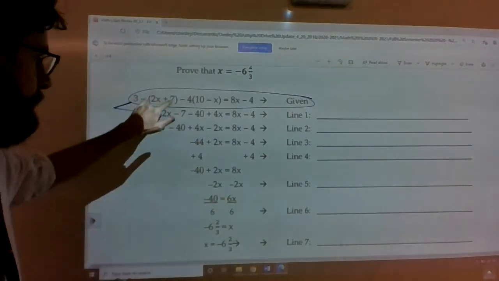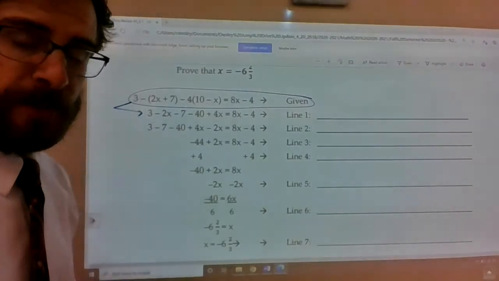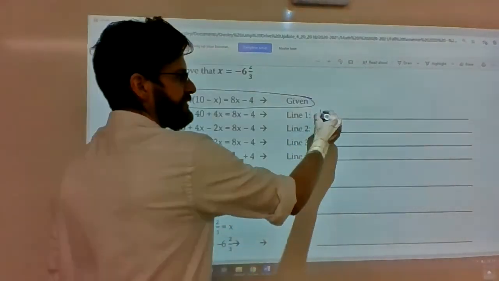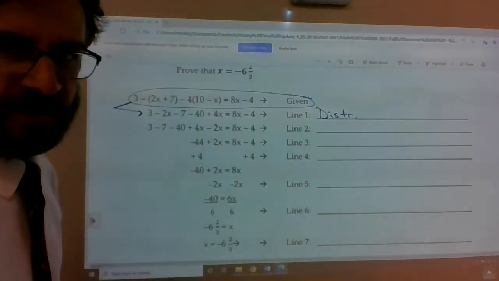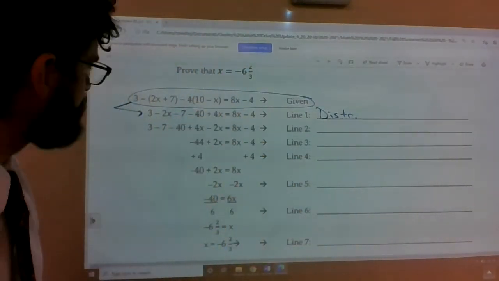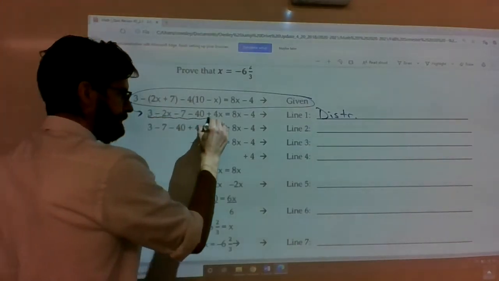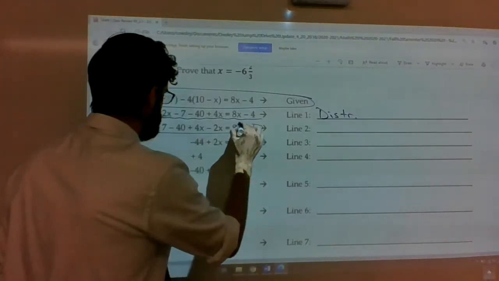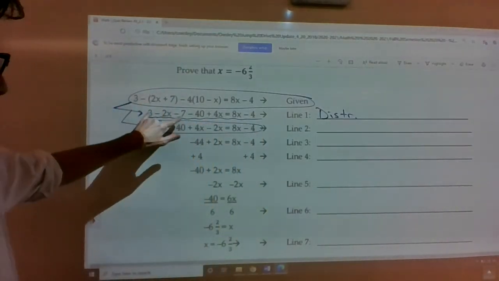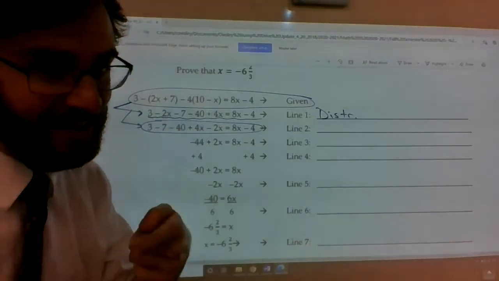On the next line, the parentheses have completely disappeared. Using multiplication to get rid of the parentheses is the distributive property. I'll just use shortcuts here, little abbreviations. So, took care of that. On the next line, it looks like I got the like terms side by side on the left-hand side. That's the commutative property.